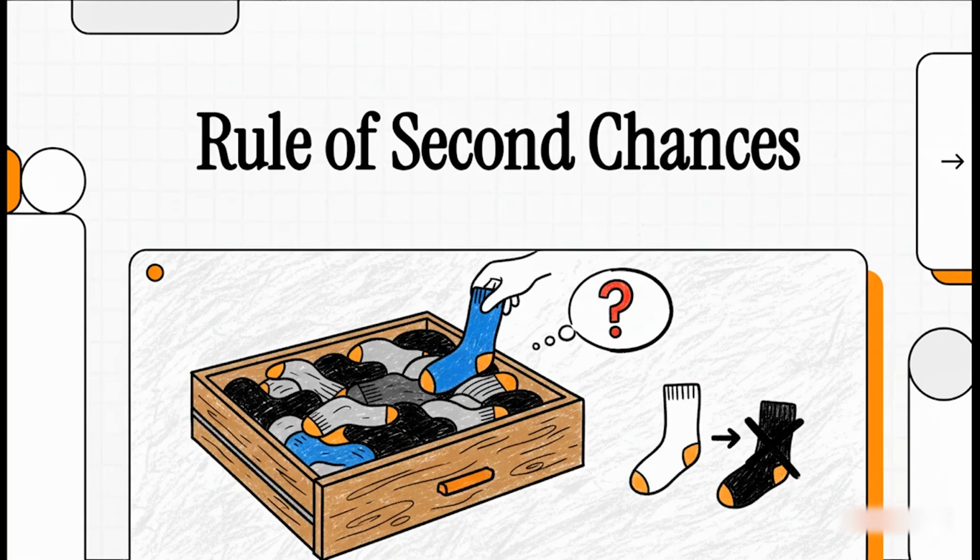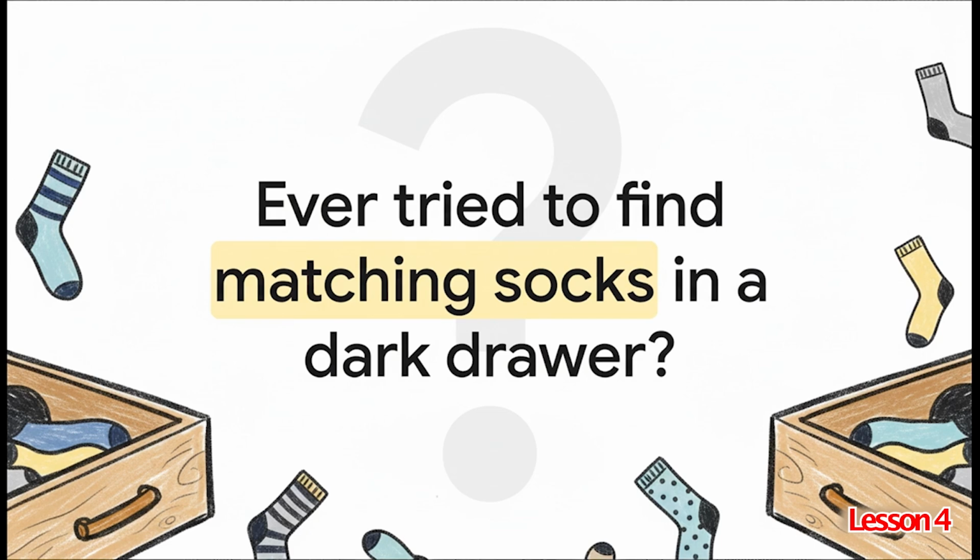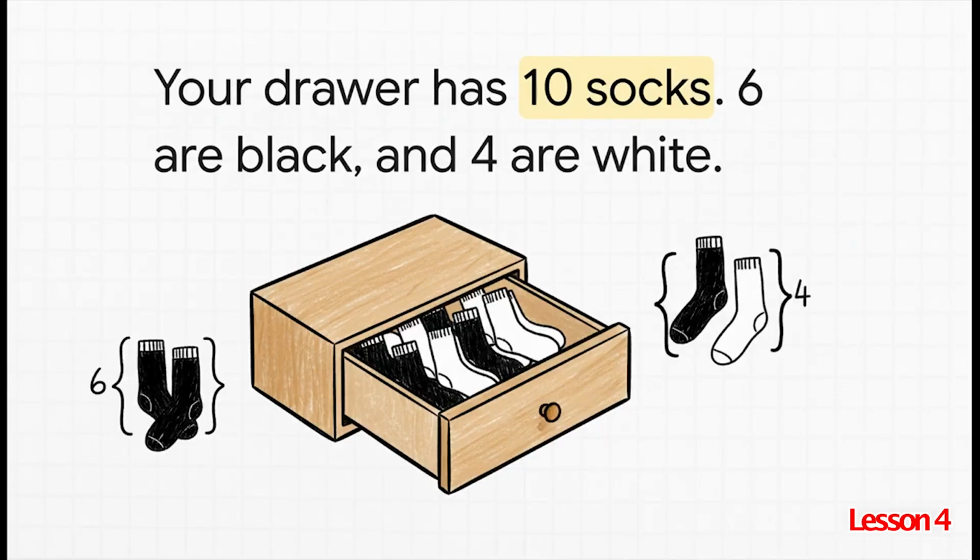In this video, we're going to be looking at how probability works when you make a choice first, and then you don't redo that same choice. Let's start with an example. For instance, you're trying to find a matching pair of socks in the drawer, but it's dark. So you're just picking one sock and then picking another. Let's say that your drawer has 10 socks, 6 black ones, 4 white ones.